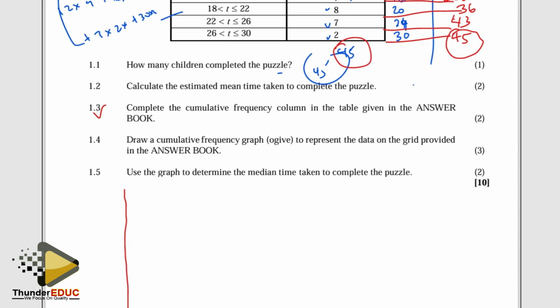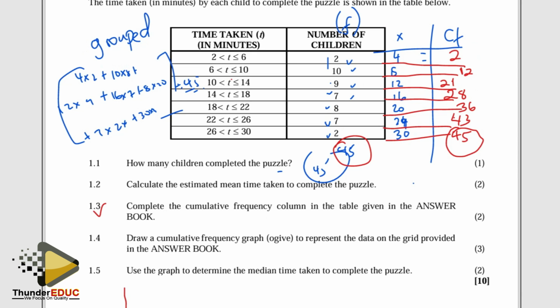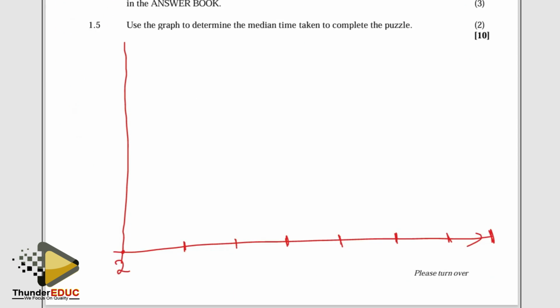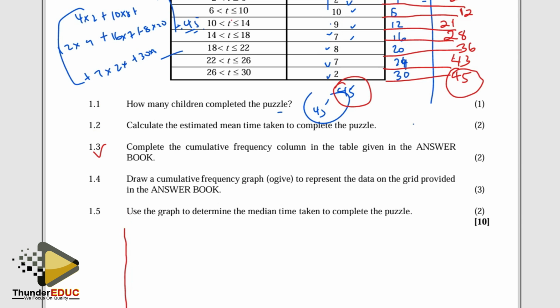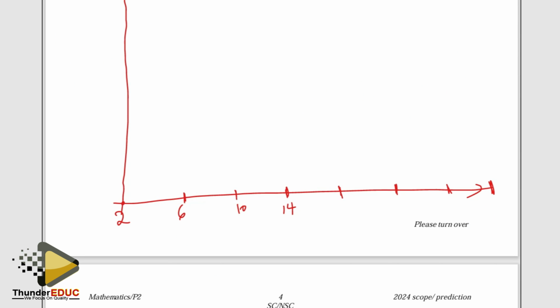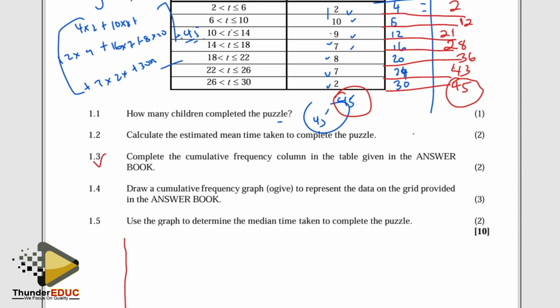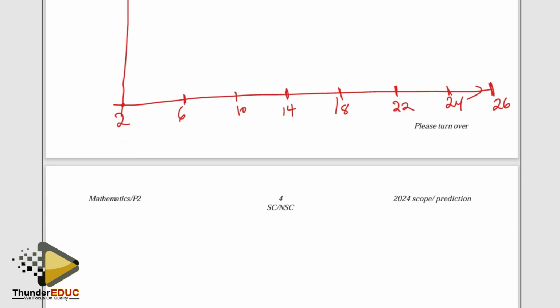Then when I'm plotting, I'm going to use these upper classes. So I have a 6, a 10, a 14, 18, 22, 26 is my last interval. Oh, there's even 30. So I can have a 30 there.